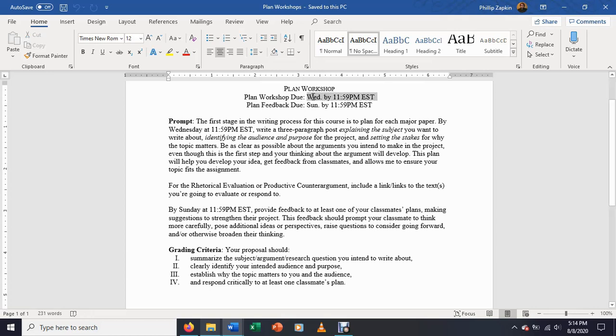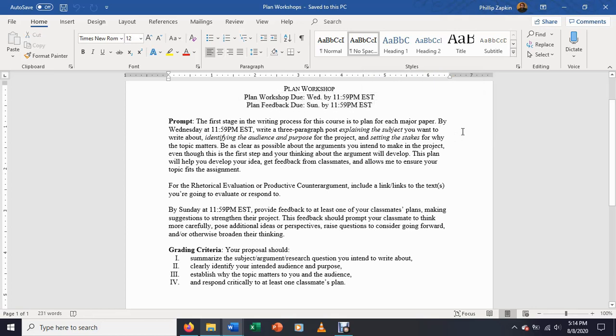You can look at the schedule that's available in the syllabus or up on Canvas, and you can see which weeks have workshops assigned. On those weeks, you will be posting your workshop assignment by Wednesday at 11:59 p.m., and then you'll be providing feedback to at least one of your classmates by Sunday at 11:59 p.m. Eastern Standard Time. So this is your schedule for planning workshops on the weeks that we have planned workshops due.